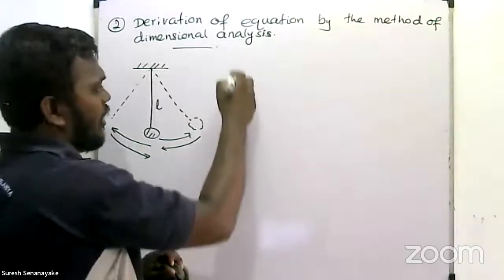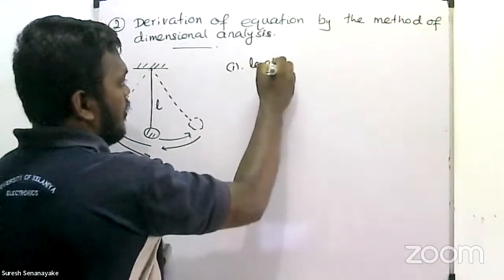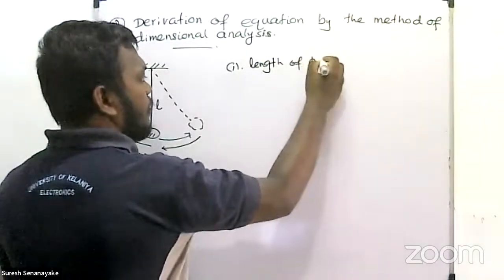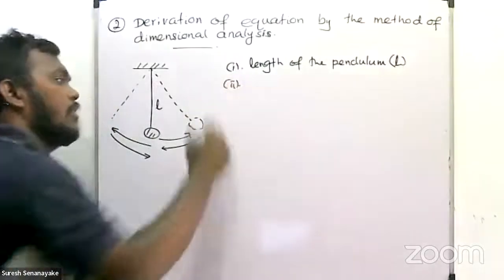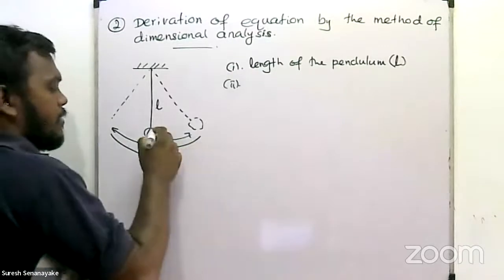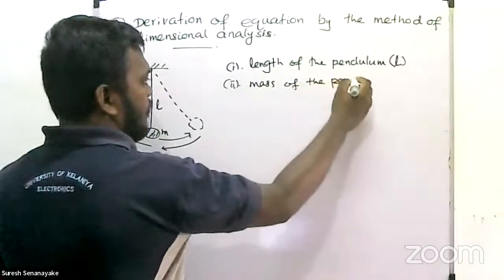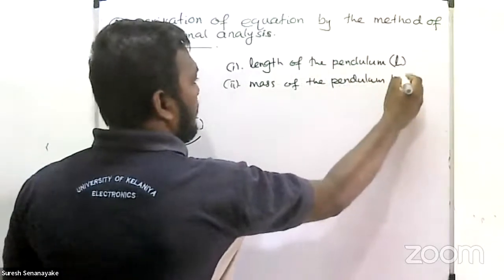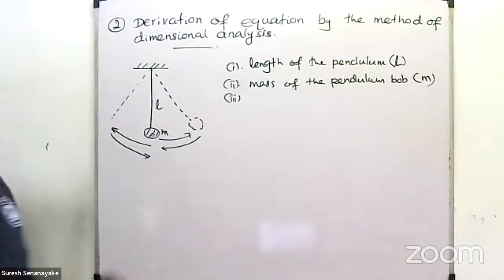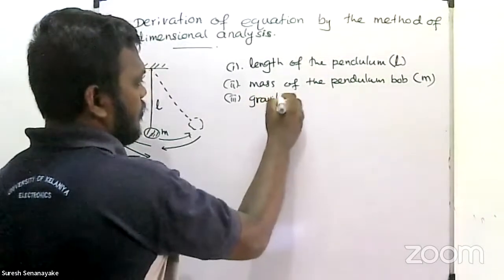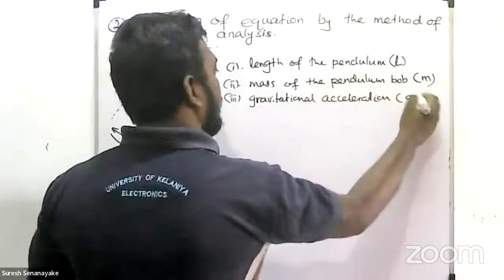Okay, you know the following quantities. The first one is the length of the pendulum, that is simply L. Second, the mass of the pendulum bob, that is simply M. And the third one, gravitational acceleration, simply g.